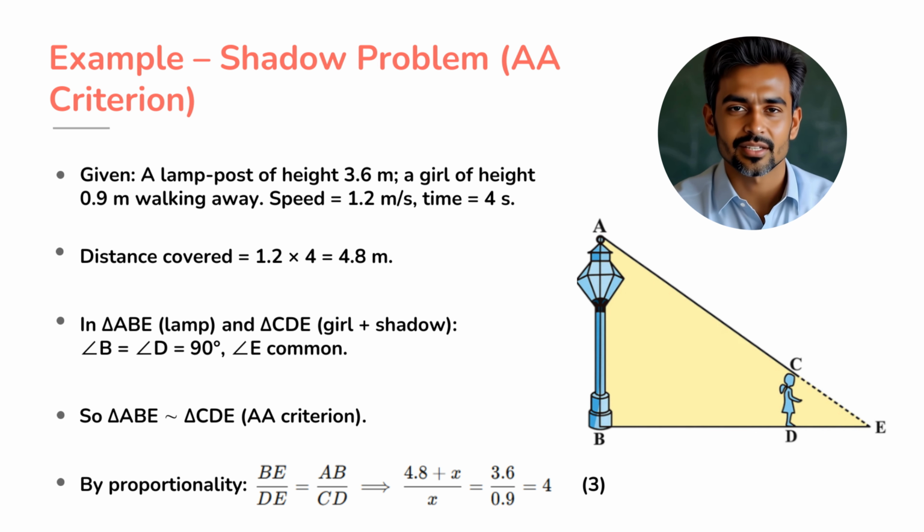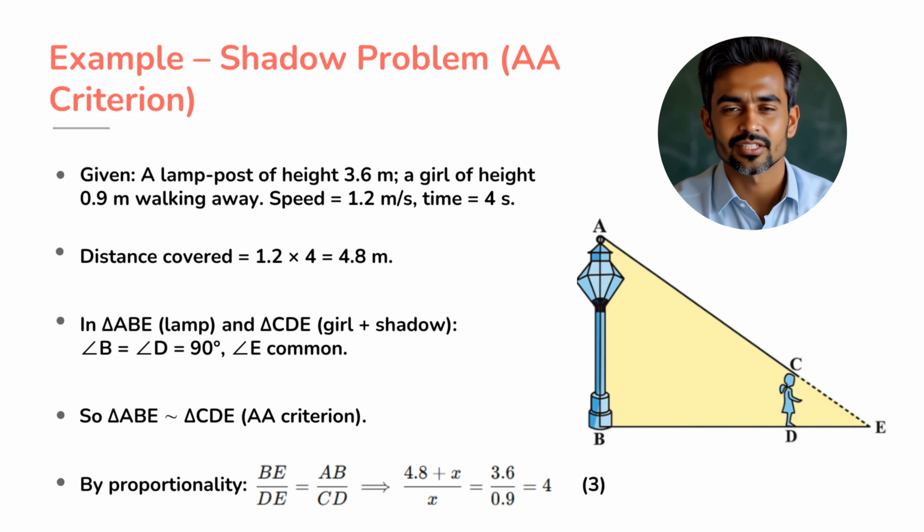Now, let's look at this situation geometrically. We have two triangles here. The first one is the triangle formed by the lamppost, its shadow, and the line connecting the top of the lamp to the tip of the shadow. The second one is the triangle formed by the girl and her shadow.